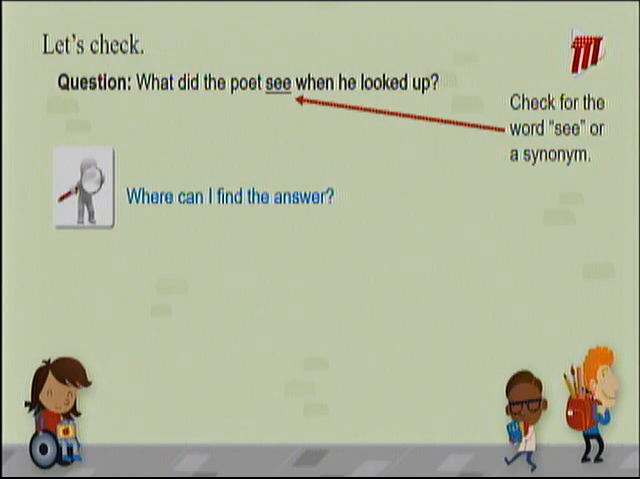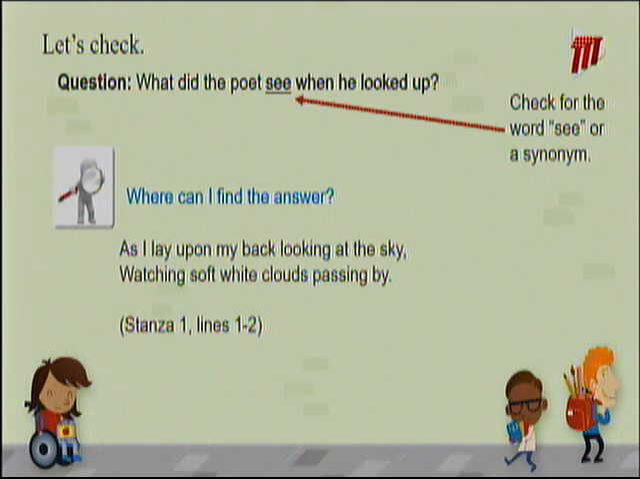Where can I find the answer? Well, again, we can find the answer in lines 1 and 2 of stanza 1. As I lay on my back, looking at the sky, watching soft white clouds passing by. The words looking and watching are synonyms for the word see.